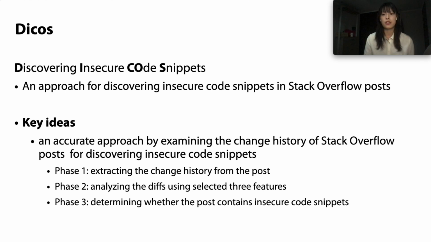Dicos comprises the following three phases. First, Dicos extracts the diffs, which is change history between the oldest and the latest from the post. After that, Dicos analyzes the extracted diffs, whether it is intended to fix a security issue based on the three features. Based on the analysis results, Dicos determines insecure posts in phase 3.